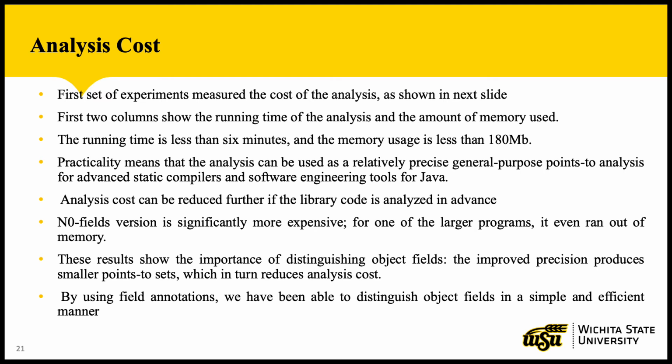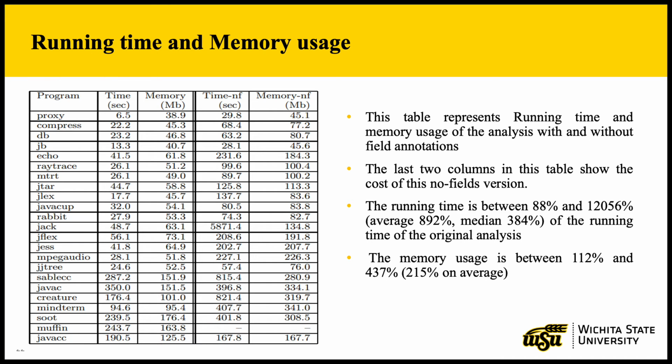We also investigated a version of the analysis in which no field annotations are used and therefore individual object fields are not distinguished. The table here represents running time and memory usage of the analysis with and without fields. Here the first two columns are for the field version, and the last two columns are time and memory of the no-field version. The running time is between 88% and 12056%, with an average of 892% and median of 384% of the running time of the original analysis.